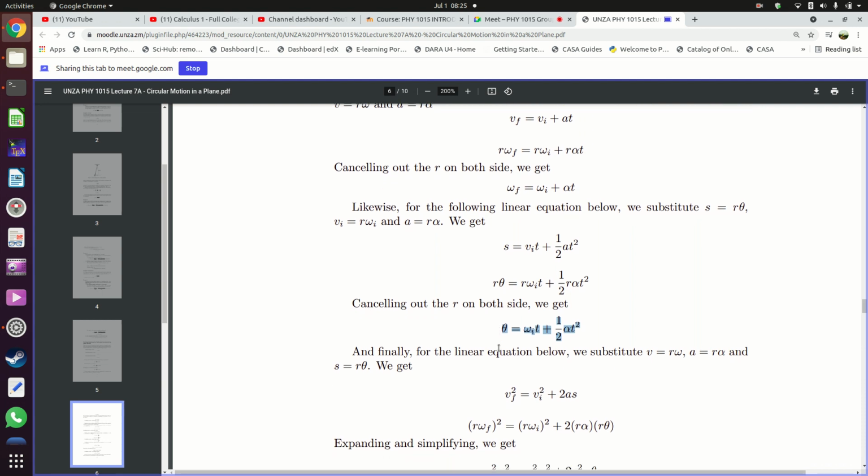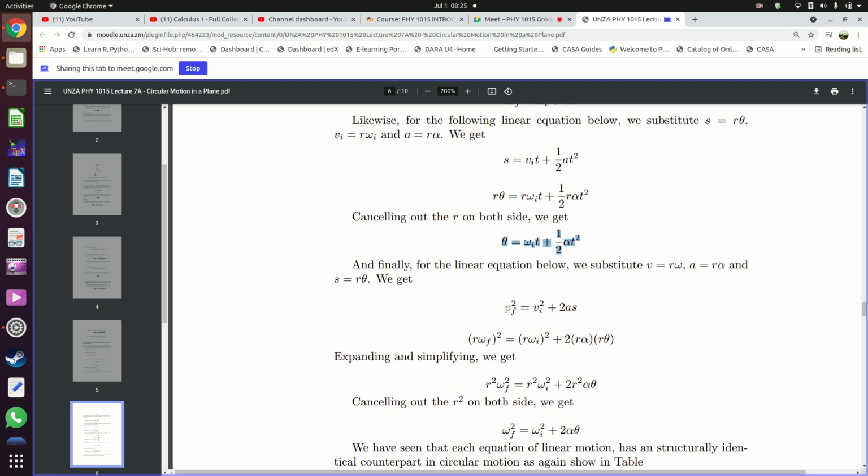Another equation of motion, which we know, is this one. We wrote it as v squared equals u squared plus 2as. But here we have written it as vf squared, the final velocity squared, equals the initial velocity squared plus 2as. So we've got the final velocity, the acceleration, and the displacement here. The substitutions we're going to make are these: for v, we replace with r omega f; for the acceleration, we replace with r alpha; for the displacement, we replace with r theta.